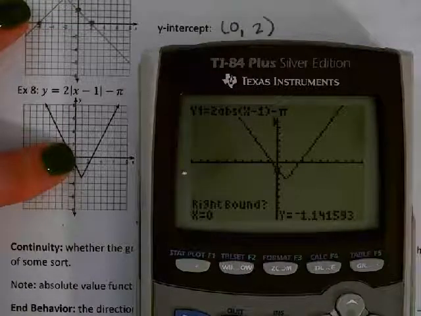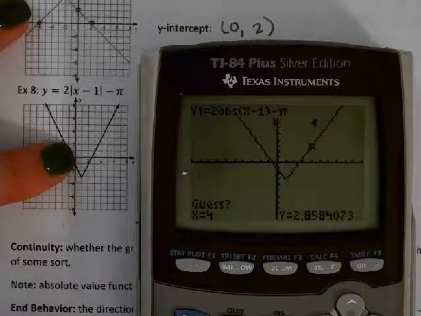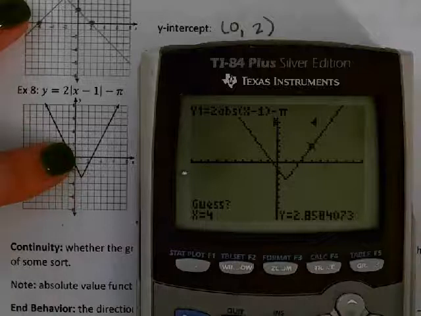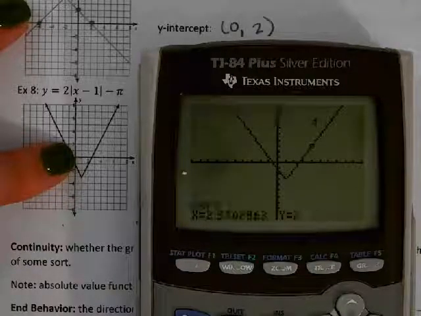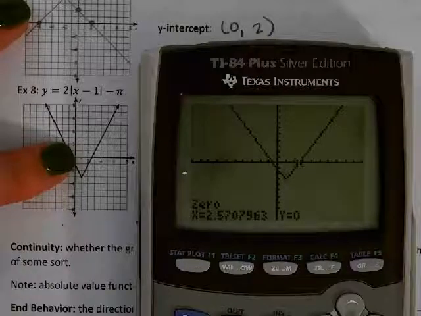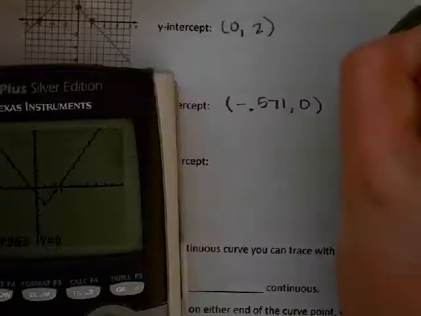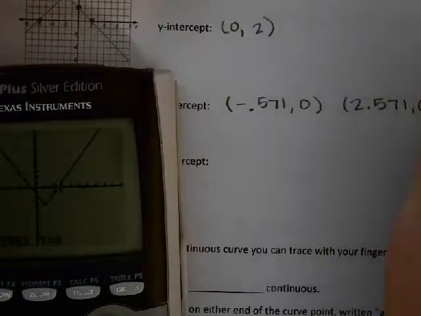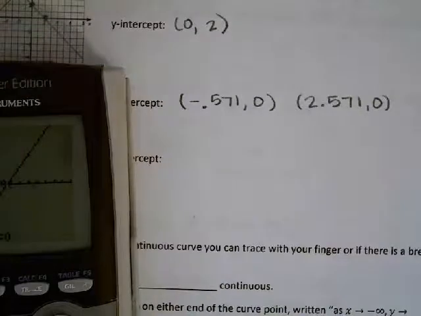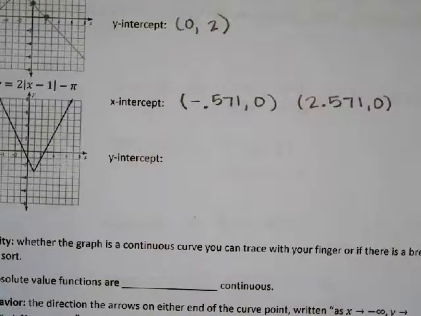And press enter. I see it says guess. I don't care about the guess, so I'm going to push enter one more time. And my x-intercept is 2.571. All right. So second trace number 2, that's how we get to the x-intercepts on the calculator.